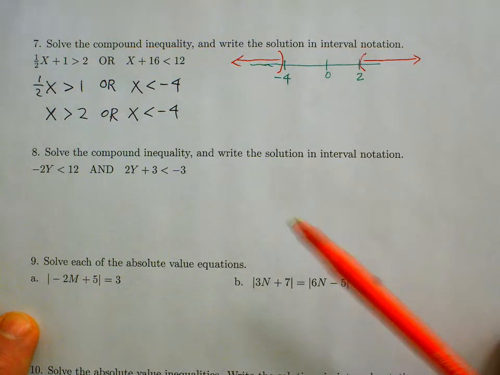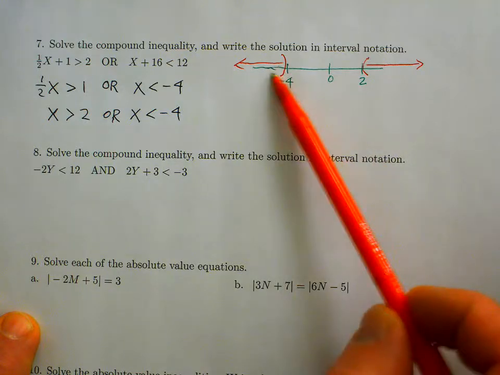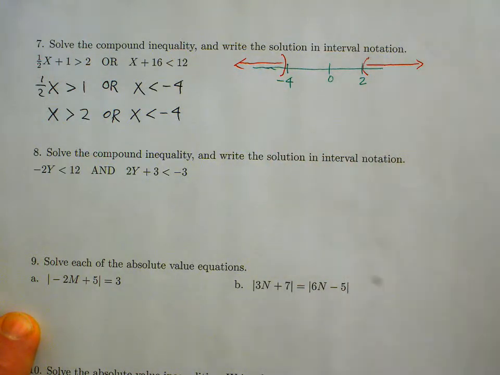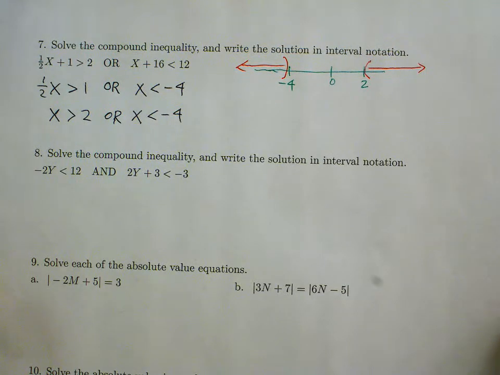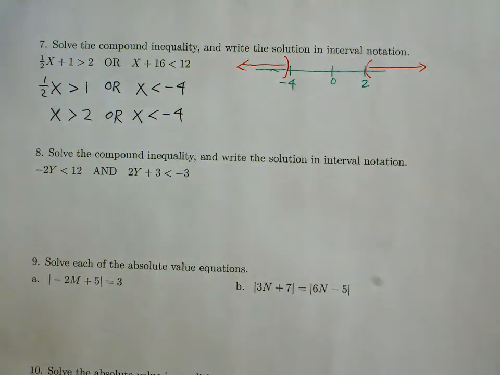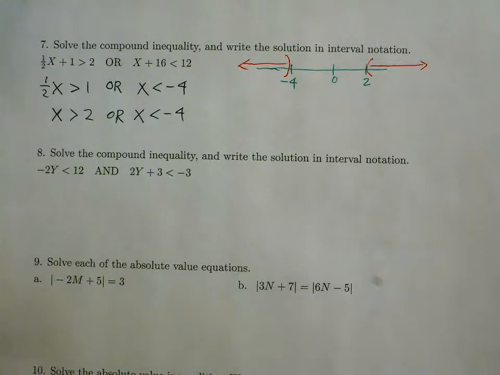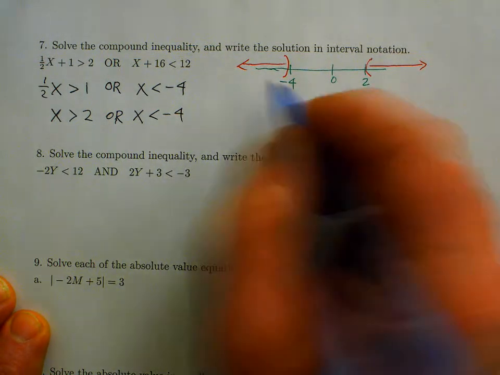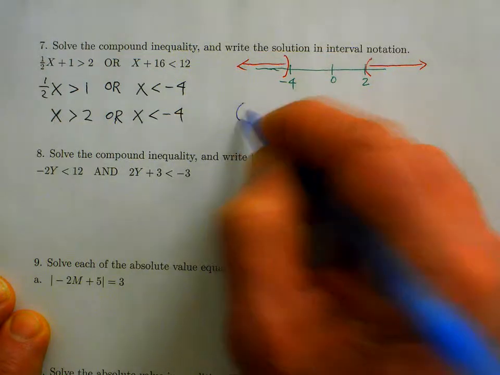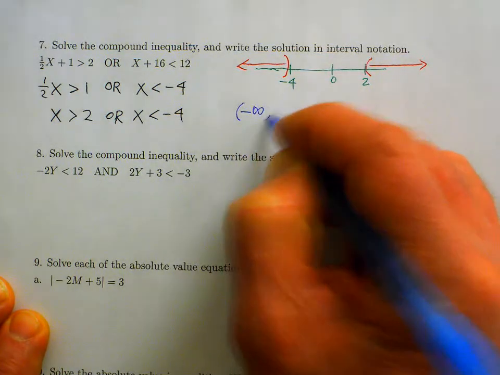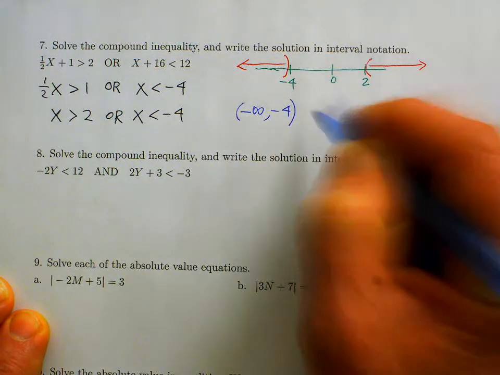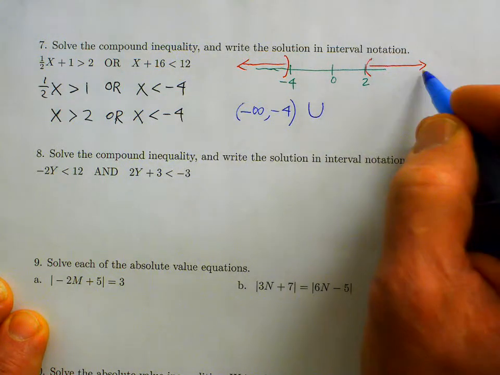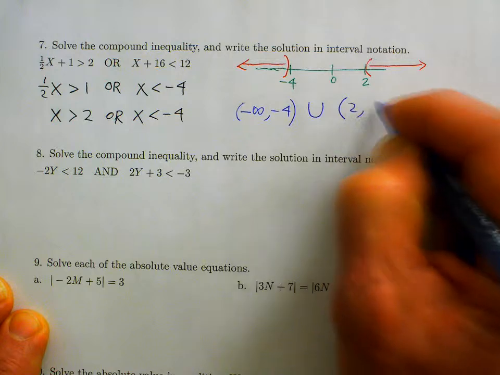So I'll just say one more thing. X is a solution if it's in this set on the left or if it's in this set on the right. It cannot be in both places at once. Okay, so the interval notation for this part on the left is parenthesis negative infinity comma negative 4 parenthesis union, and then on the part of the number line on the right, this is parenthesis 2 comma infinity.